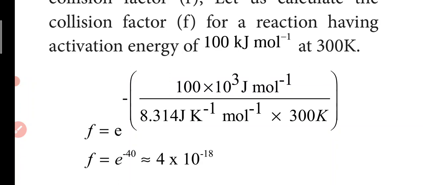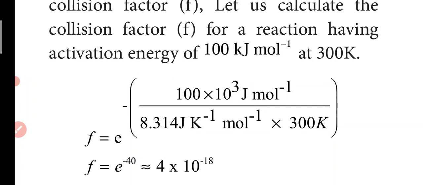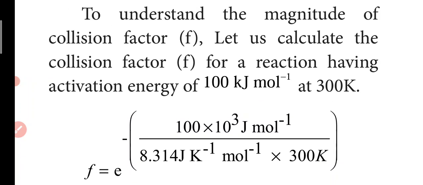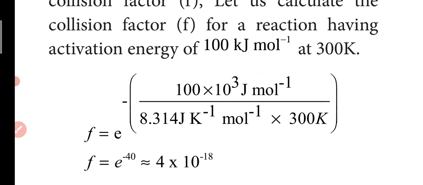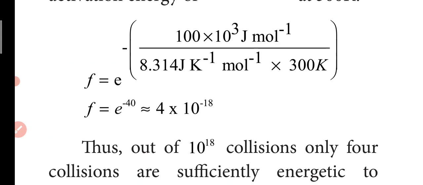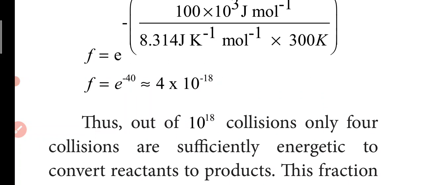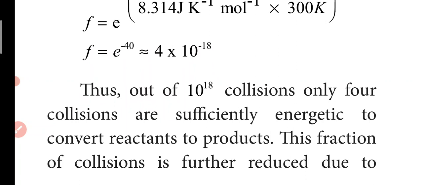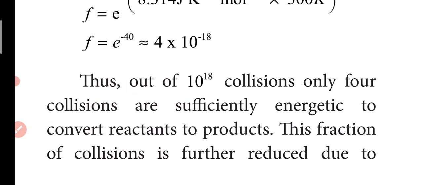So F is equal to e power minus EA by RT. The activation energy EA is given as 100 kilojoules per mole, so 100 kilojoules is 10 power 3 joule per mole, and in RT, R is the gas constant 8.314 joule per Kelvin per mole, at 300 Kelvin. On calculating, we get F is equal to e power minus 40, which is approximately 4 into 10 power minus 18. Thus, out of 10 power 18 collisions, only 4 collisions are sufficiently energetic to convert reactant to product.